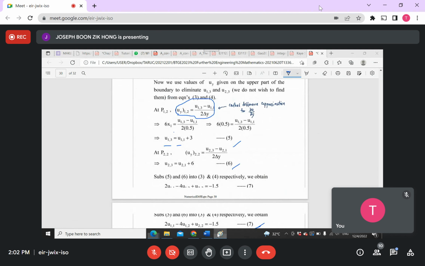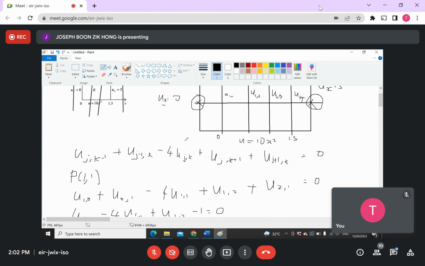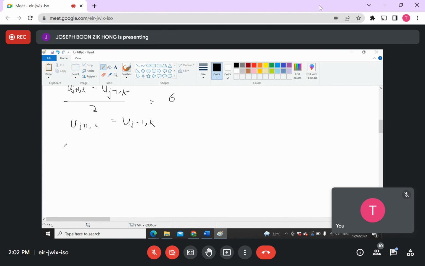Minus, sorry. So minus uj minus 1 divided by k divided by 2 equal to 0. So that means uj plus 1 k is equal to uj minus 1 k. So at the point of u11, okay, at the point of p11, so that means you will have u21 equal to u01.